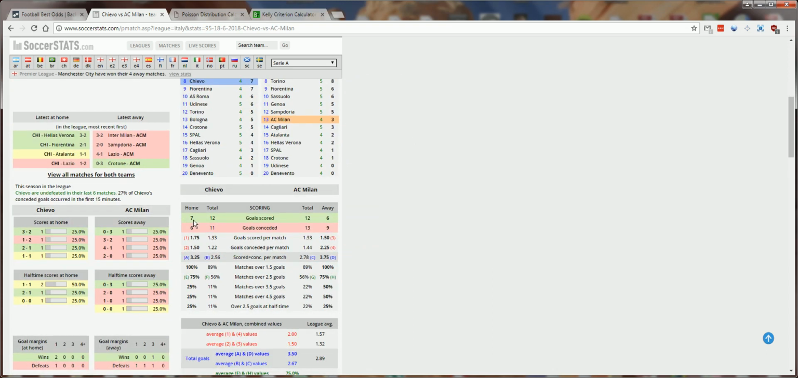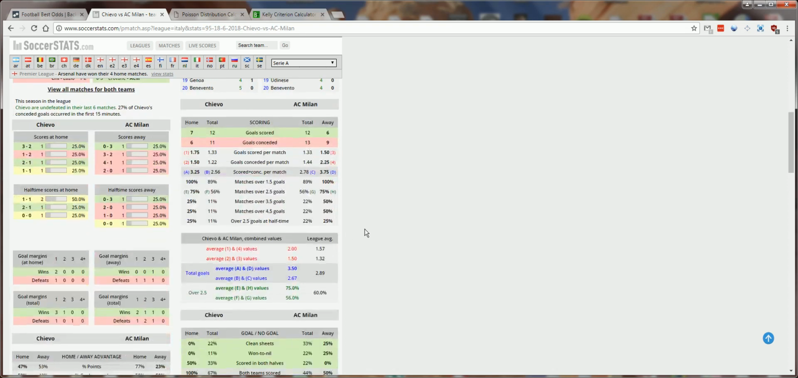The goals scored, Chievo scored 7, Milan 6, conceded 6, conceding an awful lot in there. Over 2.5, Chievo have gone 75%, Milan have gone over 75%. That sounds good for an over 2.5 to me. So let's just have a look.